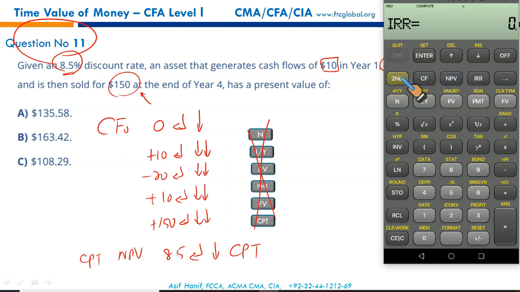Tables are clean, neat and clean. All right, let's get started. Second, initial cash flow, 0 right now. Down arrow key.